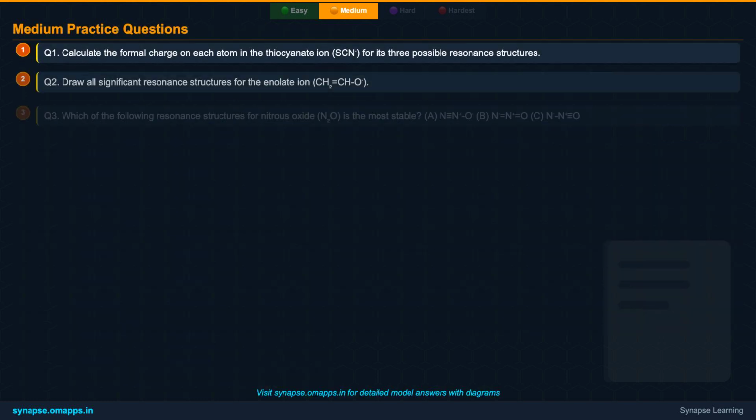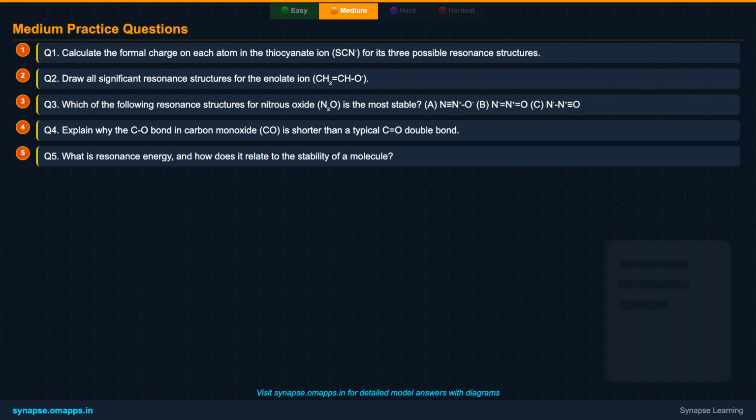You've now moved beyond the fundamentals and tackled some deeper aspects of resonance. It's time to solidify this knowledge. Here are 5 practice questions designed to challenge your understanding of formal charges, drawing resonance structures, and assessing their stability. Work through them carefully to reinforce your learning.